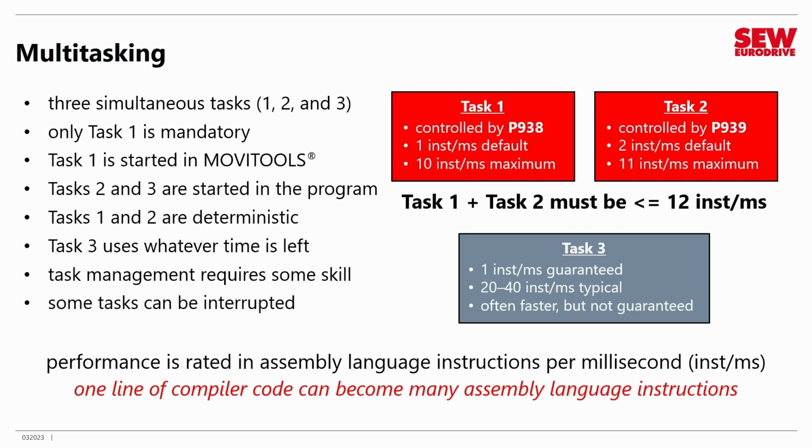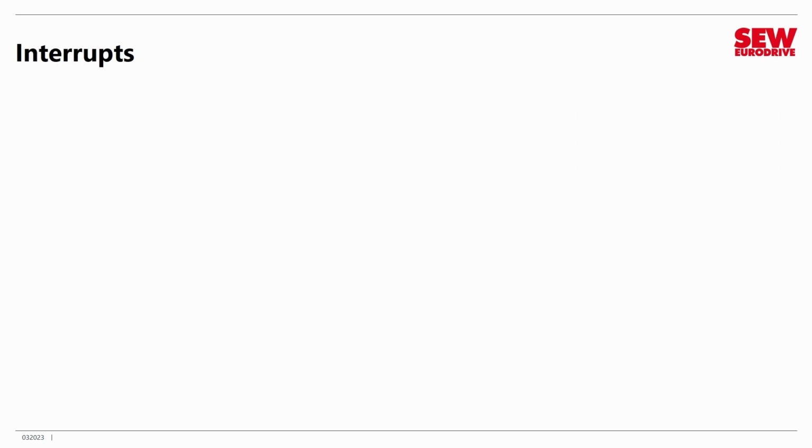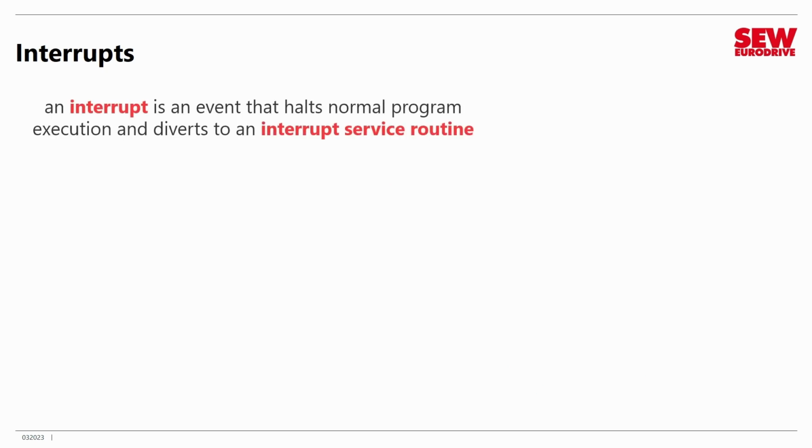And you can also interrupt tasks. Now, you may wonder, what does interrupting mean? Well, let's look at that. I'll give you a really good example of what an interrupt is. An interrupt is an event that halts normal program execution and diverts to an interrupt service routine. Okay, that's clear as mud.